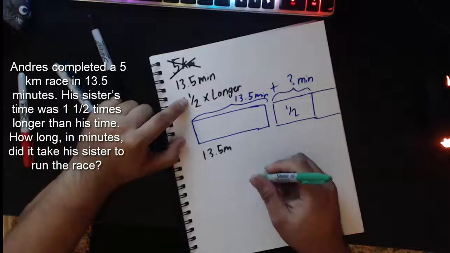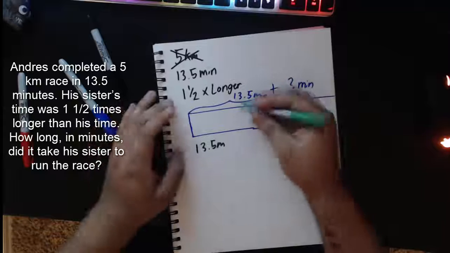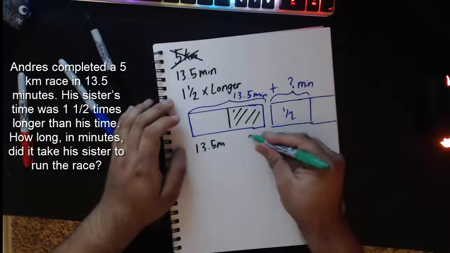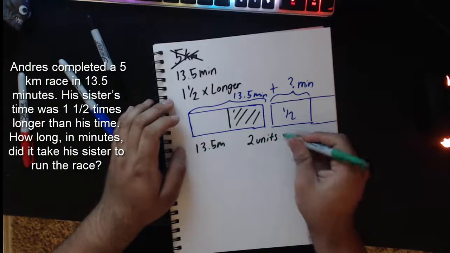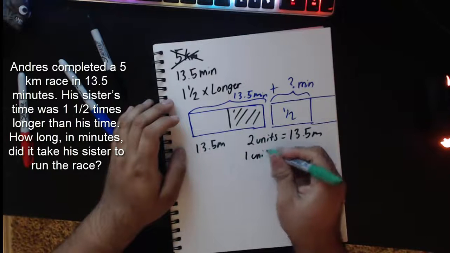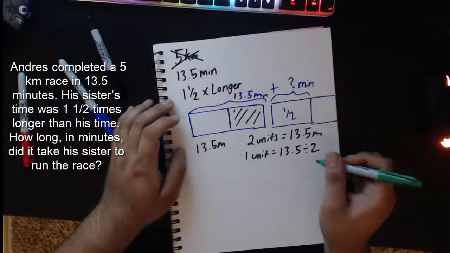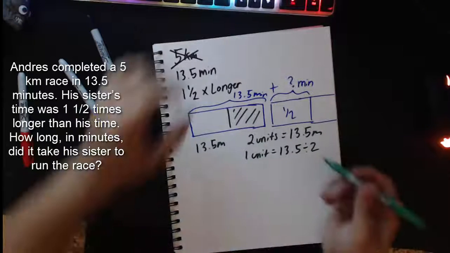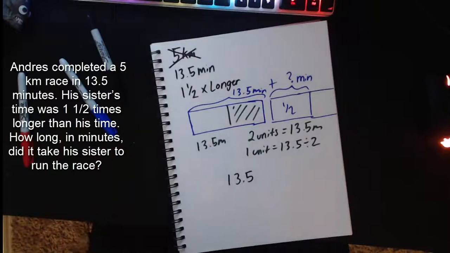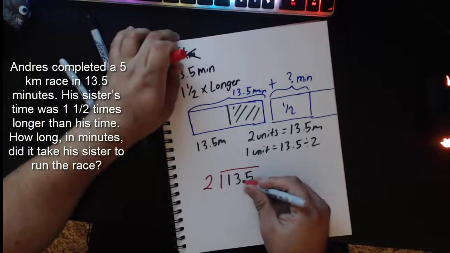But she took half of 13.5. How do we know that? Well, half times longer is telling me that this is like this. And this is what she did. So if 2 units equals the 13.5 minutes, then 1 unit equals 13.5 divided by 2. So then let's go ahead and figure that one out. So here's my 13.5. Oh, I forgot to switch markers. 13.5. Here's my 2. Bring up my decimal here.